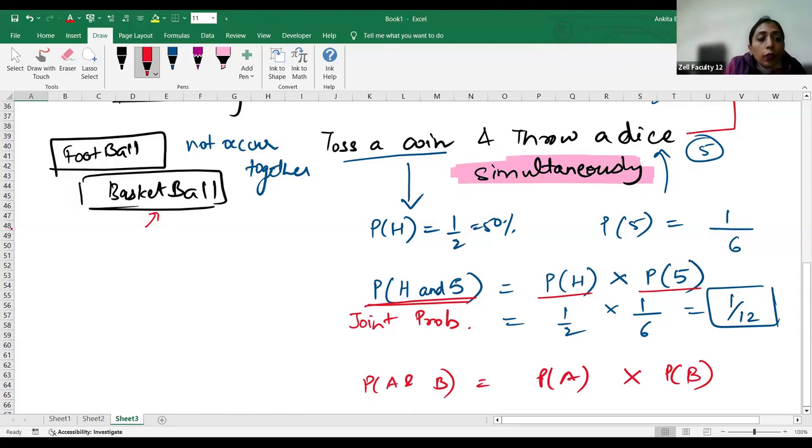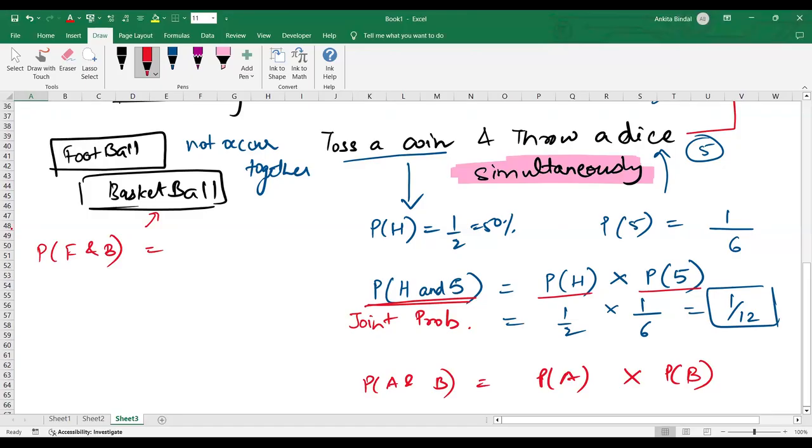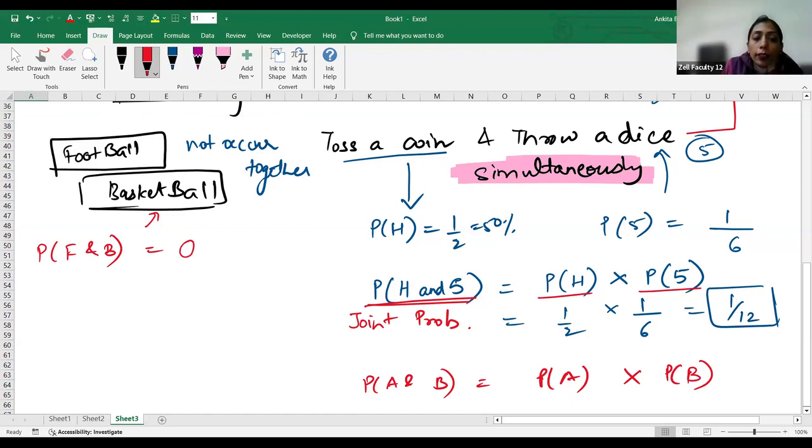So if I want to calculate here the probability of the mutually exclusive events happening together, then football and basketball. What would be the probability of football and basketball together? Can they occur? No. So therefore, the probability would be how much? Okay. So probability would be 0 because they cannot happen together.